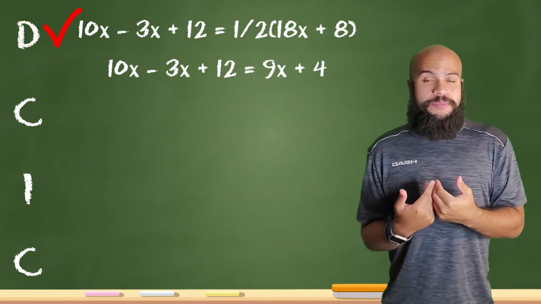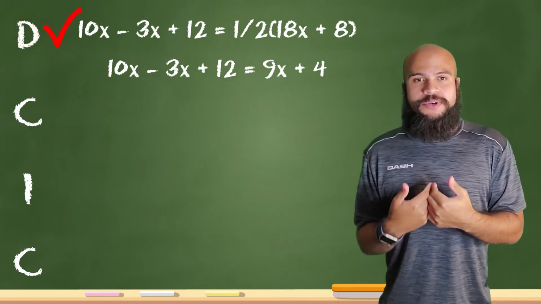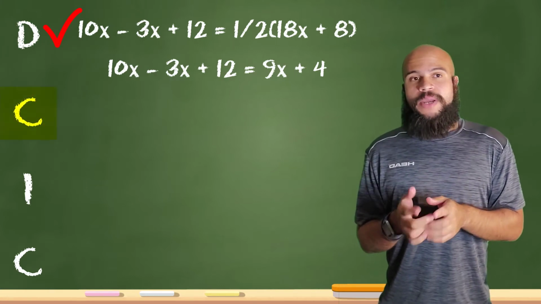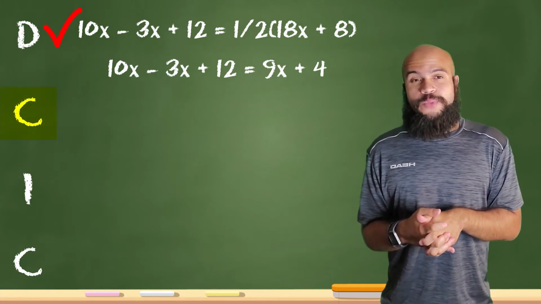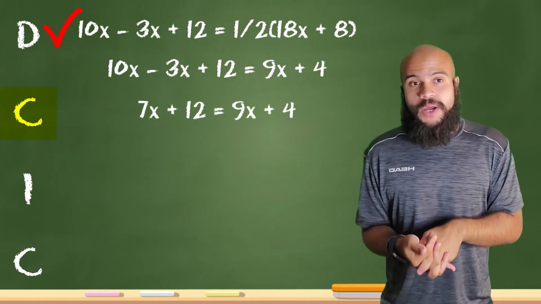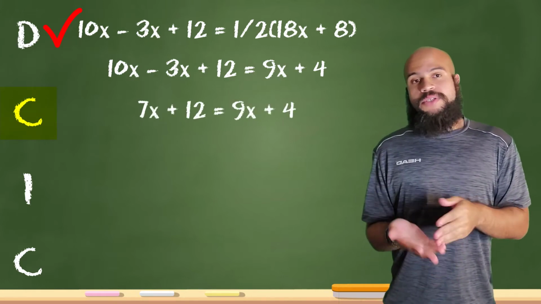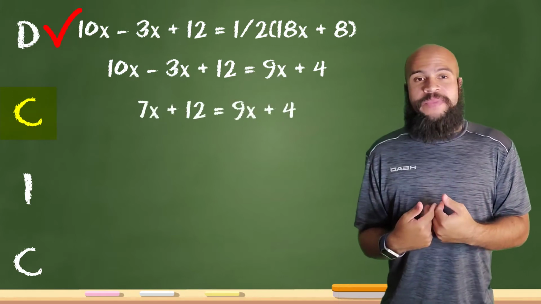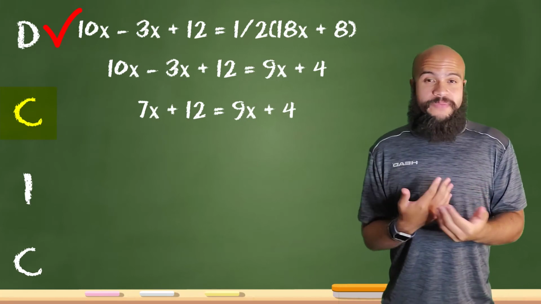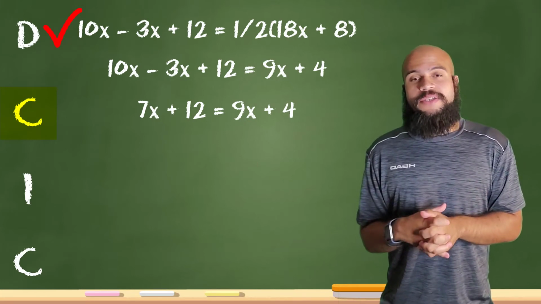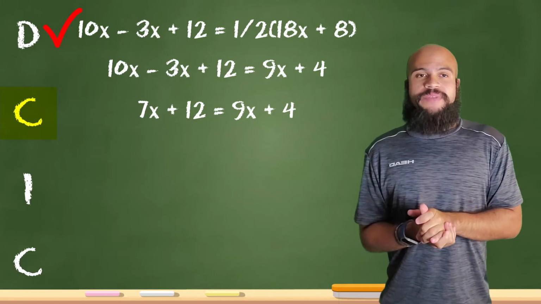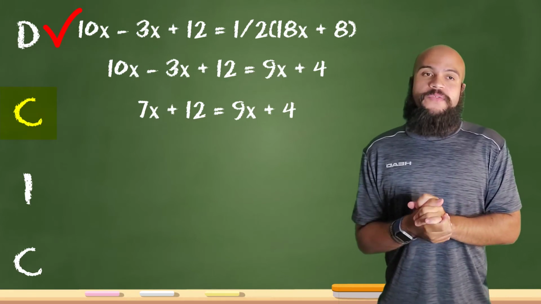I'm now done with distribution, so I'm going to move on to combining like terms. On the left side of my equation, I can combine 10x and the negative 3x to make 7x plus 12. The right side of the equation is just going to remain the same since it is already simplified and we cannot do any combination of like terms there. We are left with 7x plus 12 equals 9x plus 4.